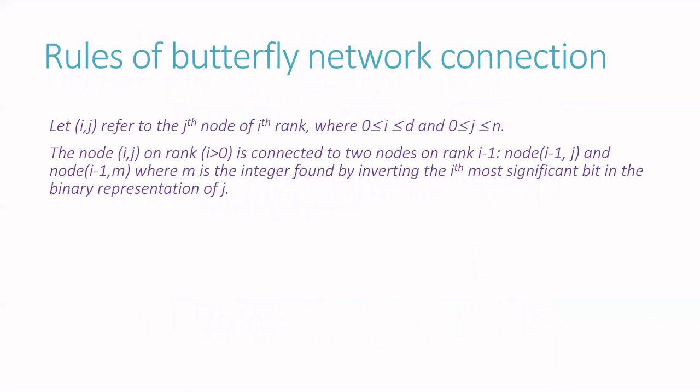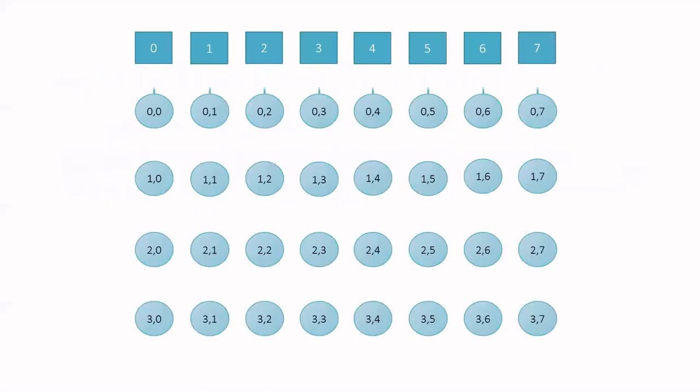The first rule says that a node i, j is connected to two nodes where i is greater than 0. One connection is i minus 1, j and the second connection is to i minus 1, m. Now we have to see what m is. m is the integer found by inverting the MSB of j. You please write down these rules in your notebook so that we can traverse it using an example in the next slide. So we will see the implementation of this network connection using an example with 8 processors.